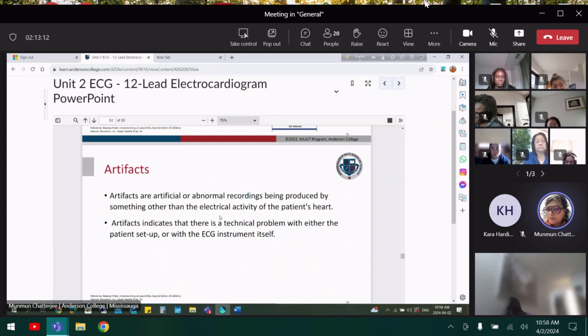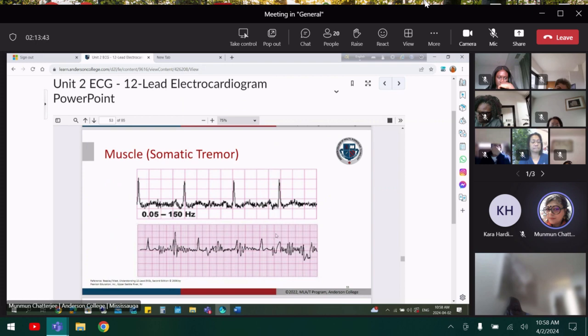Artifacts. There are a lot of artifacts that come in the ECG. So what is the time now? It's okay, we have a couple of minutes. Artifacts are artificial or abnormal recordings which are picked up during the ECG due to different problems, where the electrical activity is picking up different aspects. So artifacts indicate that there is a technical problem with either the patient setup or the ECG instrument itself. What are the different types of artifacts?